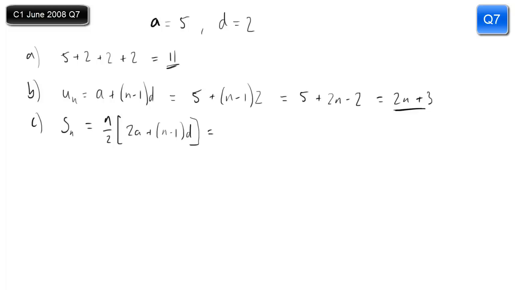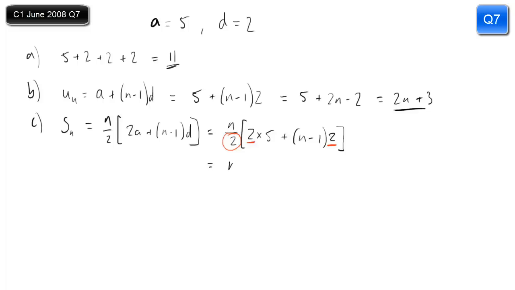So again, this is for the nth term, so we don't know what n is, so just leave that as n over 2. Inside the brackets, 2a is 2 times 5, and we have plus n minus 1 times d, the common difference of 2. We can see here that 2 is a factor of both the terms inside the bracket, and the term outside the bracket is divided by 2. So those things cancel each other out.